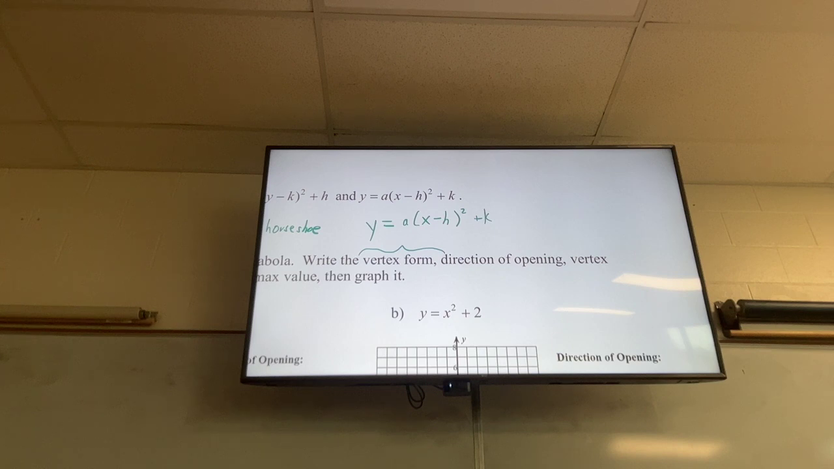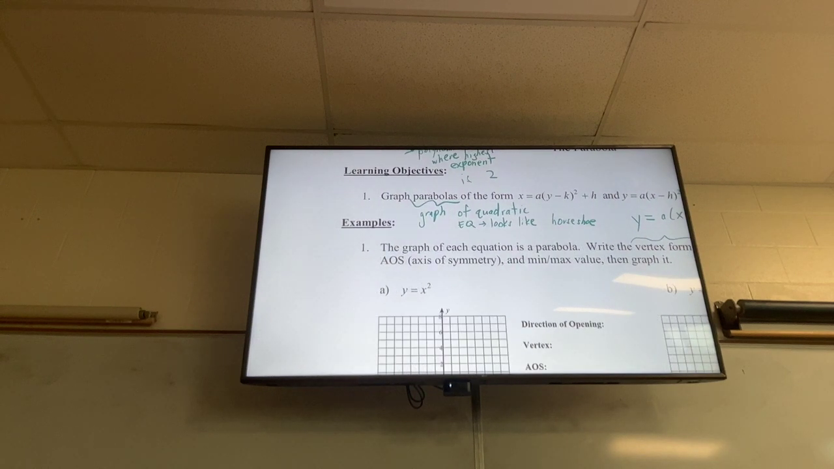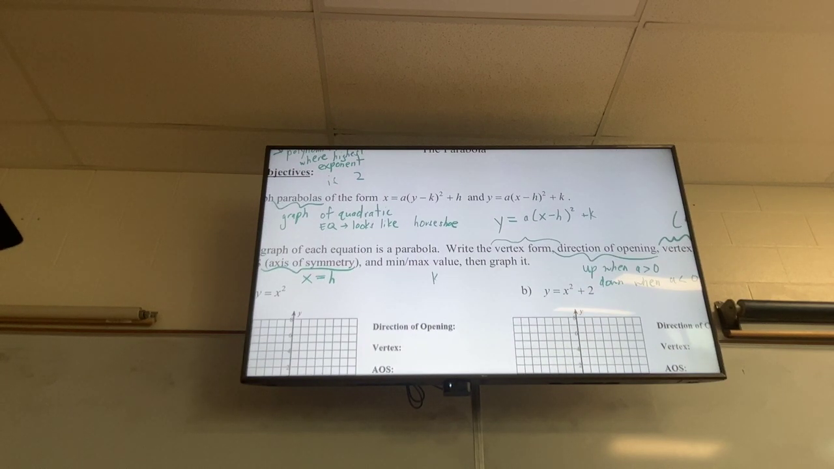So, direction of opening, okay? A parabola, that little horseshoe graph, will open up when a is greater than 0 and down when a is less than 0. The vertex, when you're squaring x, is (h, k). The AOS, axis of symmetry, is x equals h. Please write x equals. The min-max value is k.